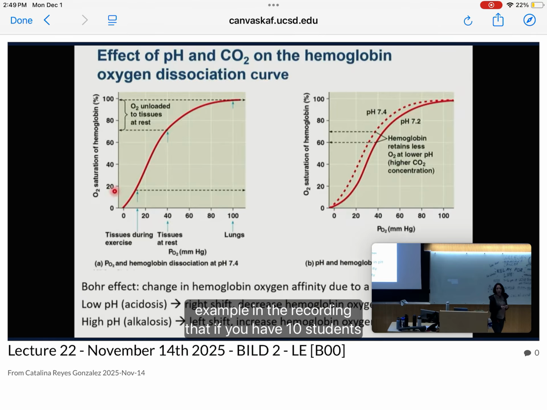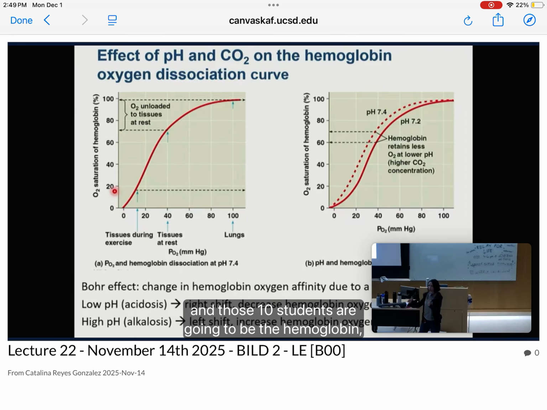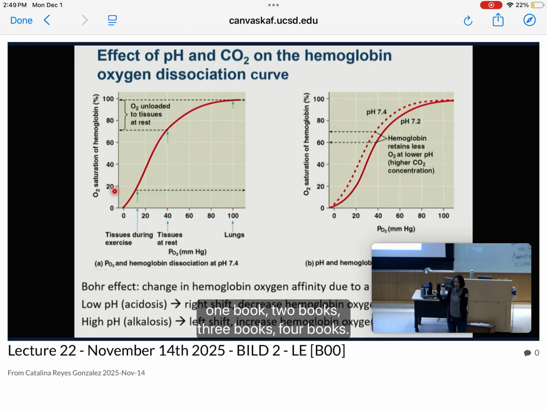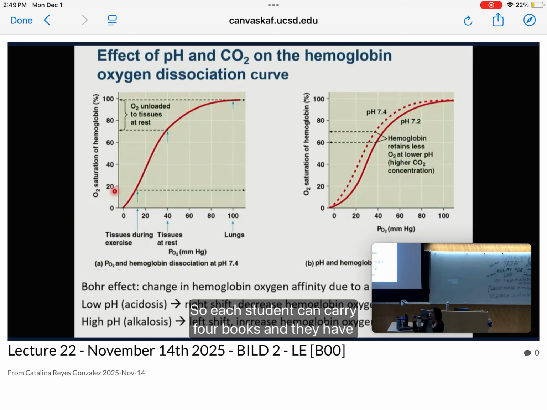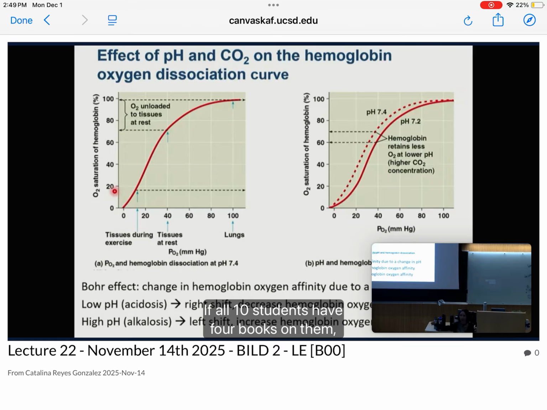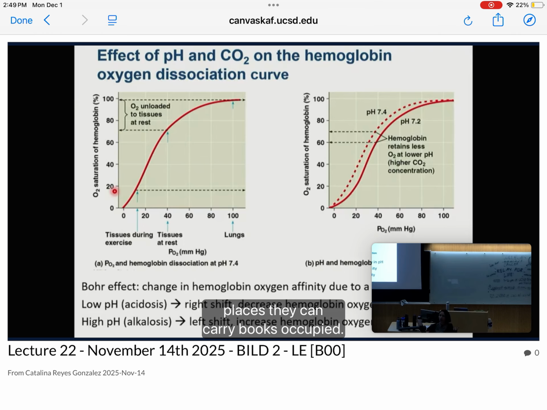Think about it. I gave you the example in the recording that you have 10 students, and those 10 students are the hemoglobin, and each can carry 4 books. Think of the books as oxygen. Each student can carry 4 books, and they have to take them from the classroom to the library. If all 10 students have 4 books on them, then that is 100% saturation. Every single student has all of the places they can carry books occupied.